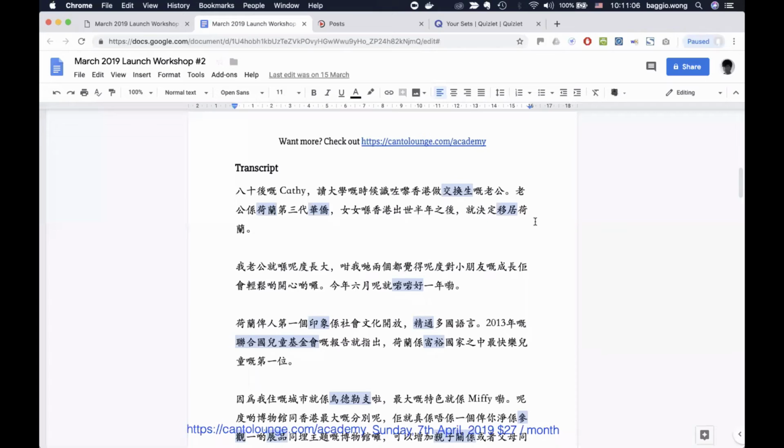Okay. So the first word is 華僑. So for example, I might say 佢係越南嘅華僑，咁所以佢廣東話講得非常之流利。So what does 華僑 mean?